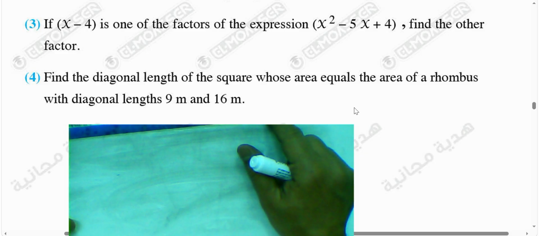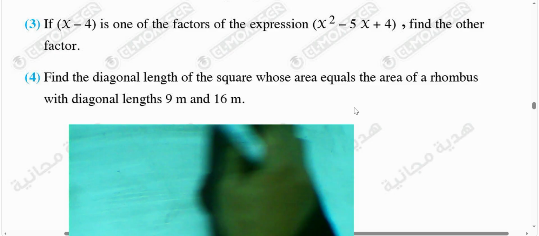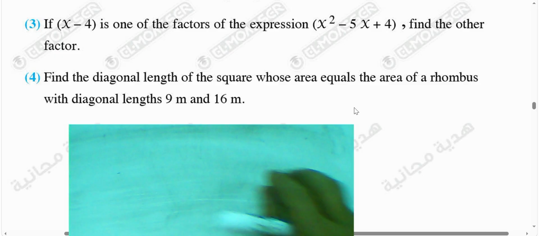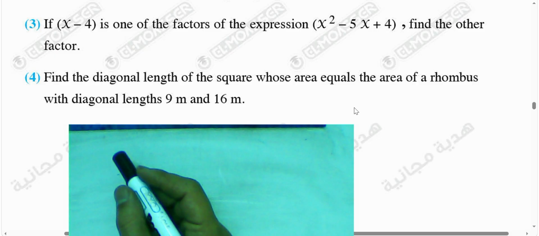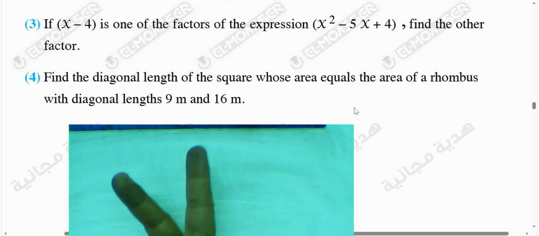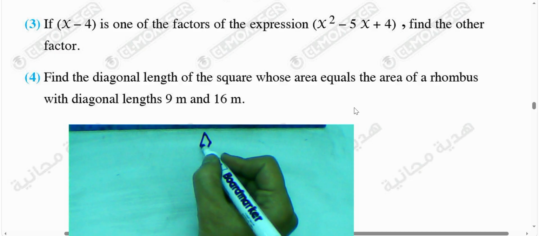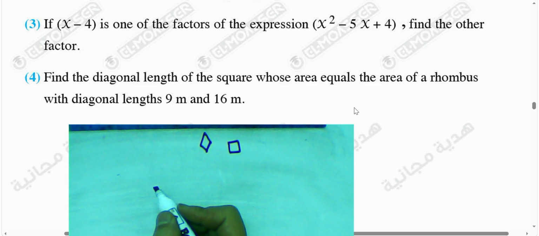Find the diagonal of the square whose area equals the area of a rhombus with diagonals 9 and 16 meters. We know the area of a rhombus equals half times diagonal 1 times diagonal 2, and also the area of a square equals half times diagonal power 2. First step, I will find the area of the rhombus. He gives me two pieces of information: area 1 equals area 2. We have a rhombus here, and also a square. Who can tell me the area of the rhombus?